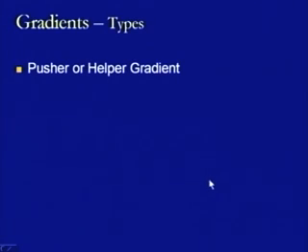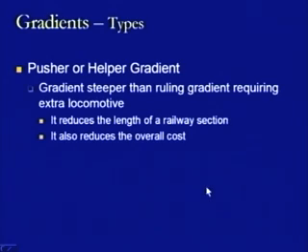Then the next type of gradient is the pusher or helper gradient. In the case of pusher or helper gradient, this is another gradient steeper than the rolling gradient, and in this case we require an additional extra locomotive. So it is a further steeper condition of the gradients, and it reduces the length of the railway section, and it also reduces the overall cost.